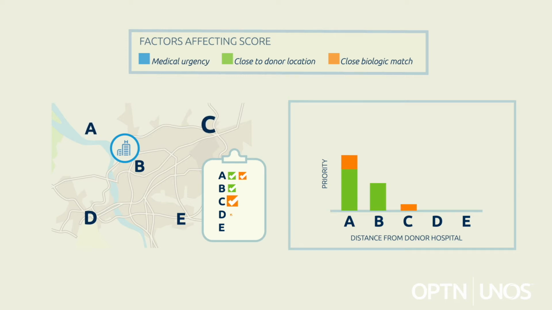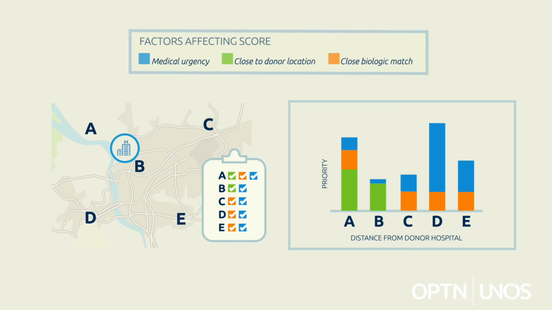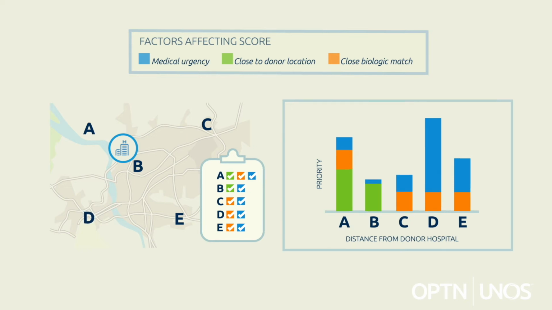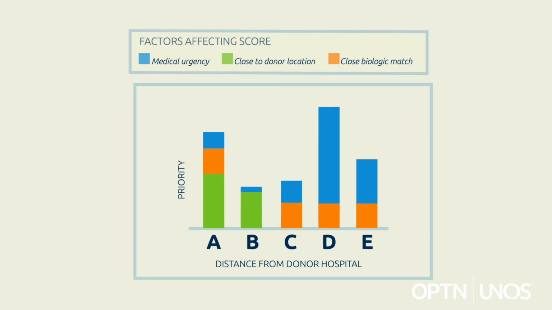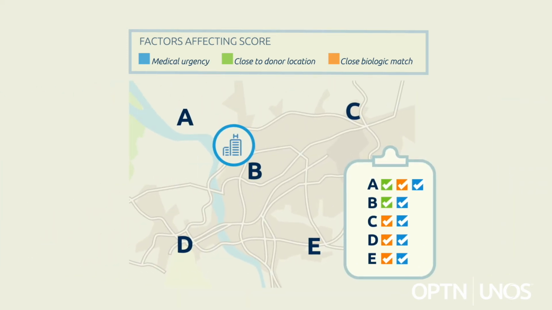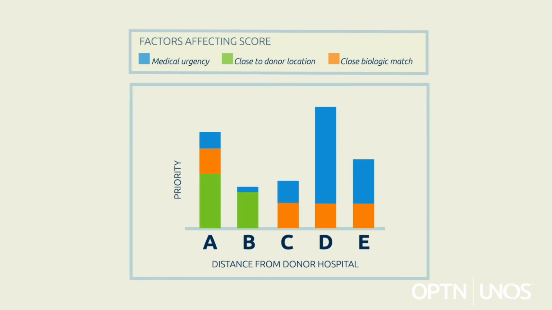Hospitals A, C, D, and E have candidates who are a close biologic match. Hospitals D and E both have candidates with elevated medical urgency, with Hospital D having the most urgent candidate. When these various factors are combined, a candidate at Hospital D would appear first on the match run. This candidate receives no proximity points, but ranks strongly based on medical urgency and biologic compatibility. The candidate appearing next on the match run is at Hospital A, with a combination of priority for proximity and biologic compatibility. Candidates at the other three hospitals appear lower on the match run according to how strongly they match on the combined factors.